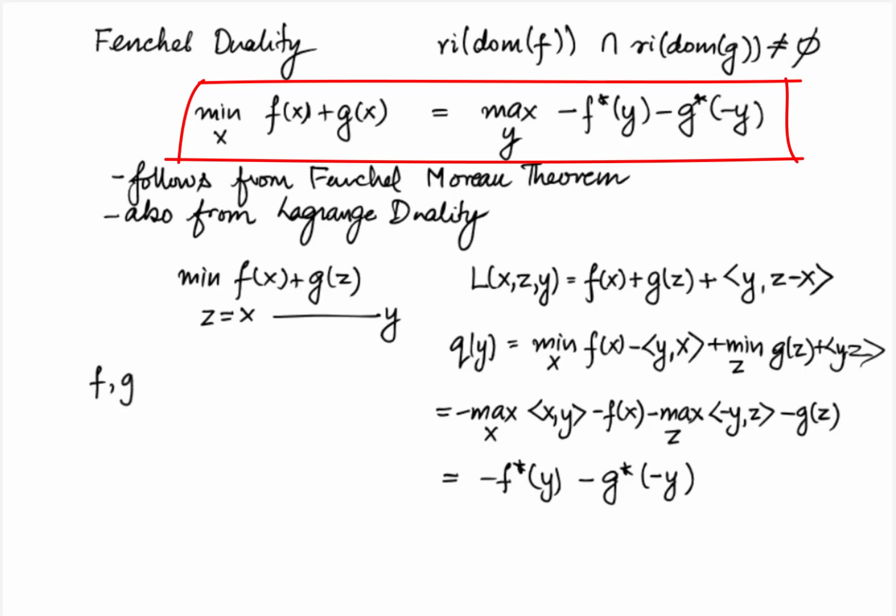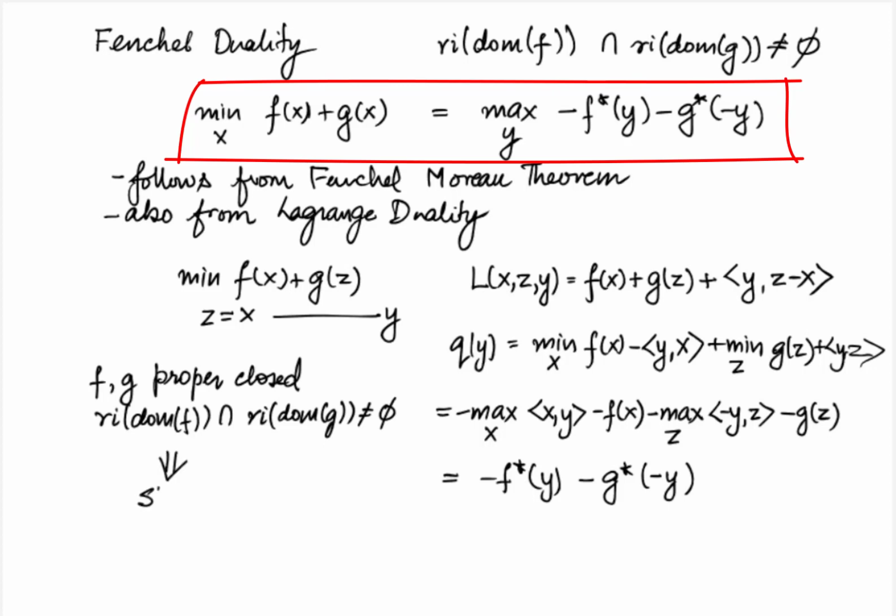Similarly, we also know that if f and g are proper closed convex functions, and Slater's or strict feasibility condition holds, that is, the intersection of the relative interiors of the domains of f and g is non-empty, then strong duality holds, which is the required statement. The Fenchel duality was first developed separately from Lagrange duality theory. It was later established that both theories are equivalent, in the sense that all the results from one can be obtained from the other.